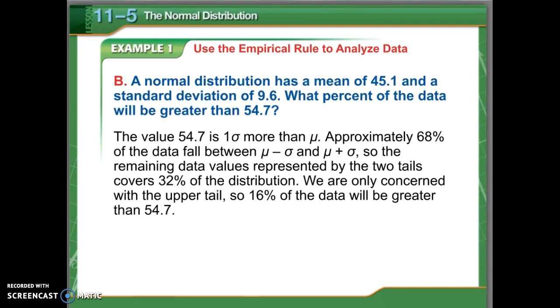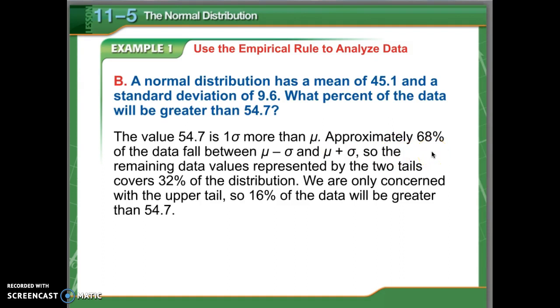So when you think about this, what you should do is recognize what's the significance to the number 54.7. And again, because this is the very basics of statistics, they're making the math a lot easier for you. So essentially, if you take 45.1 and you add 1 standard deviation, 9.6, you get the number 54.7. So that means it's 1 standard deviation away from the mean, and 1 standard deviation, according to the empirical rule, shows that 68% of the data is going to be between there.